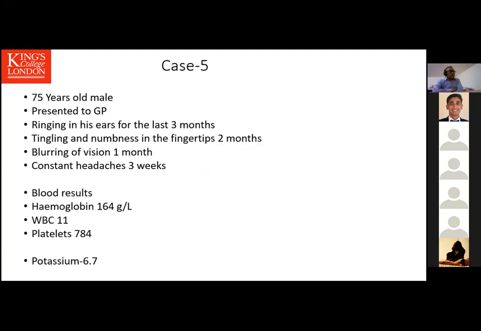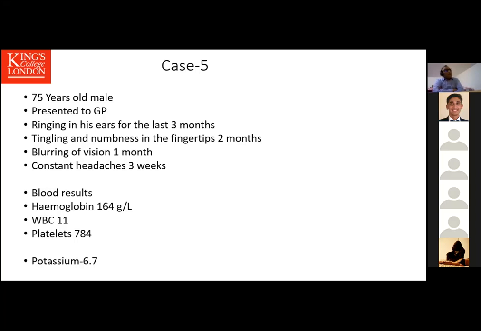Case 5. So a 75 years old male presented to GP with ringing in his ears for the last 3 months. So what do you call ringing in the ears? Called tinnitus. Okay. He has got tingling and numbness in the fingertips for about 2 months, blurring of vision for about a month, constant headache for 3 weeks. So things are gradually progressing here. And we did the blood test and we found hemoglobin was 164, which is slightly on a higher side, WBC of 11, platelets of 784, and potassium of 6.7.